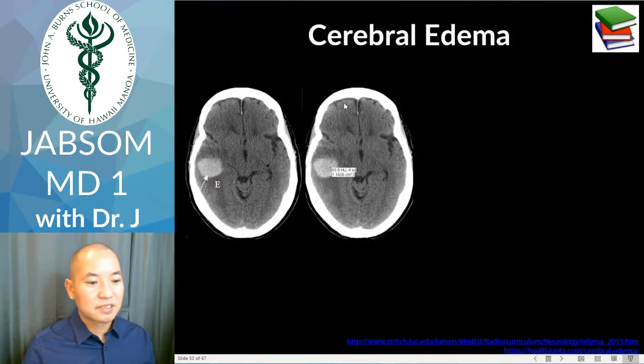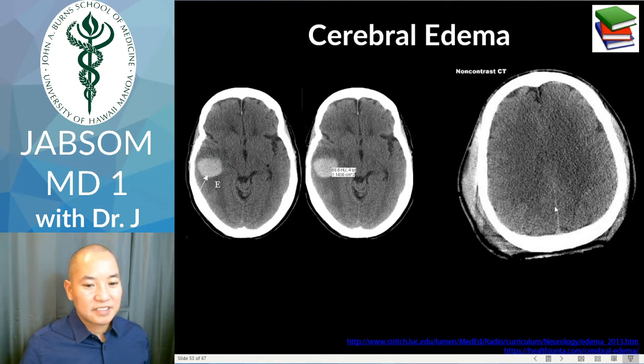So here we have cerebral edema. Over here in white, we actually have a tumor. This tumor is causing cerebral edema. Edema is seen by this darker region right here. This is fluid accumulating in this area. And this is a really severe example of cerebral edema.